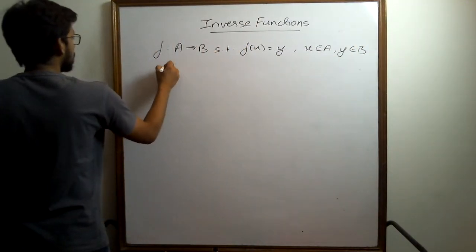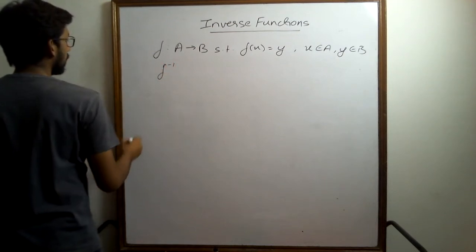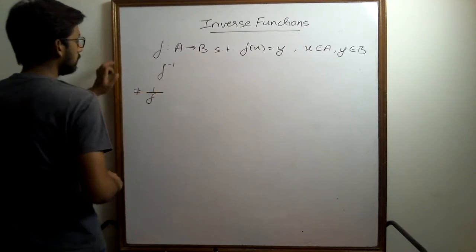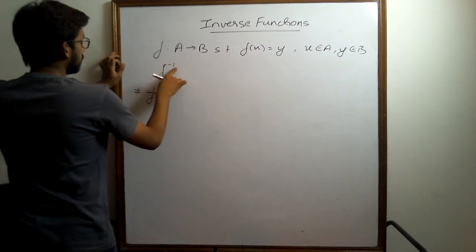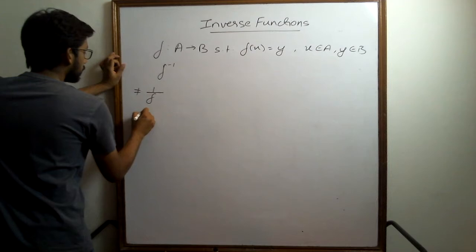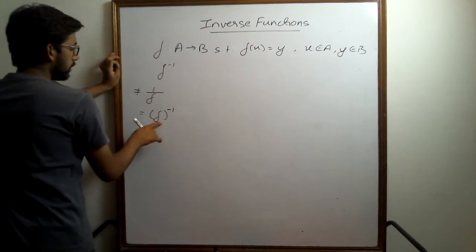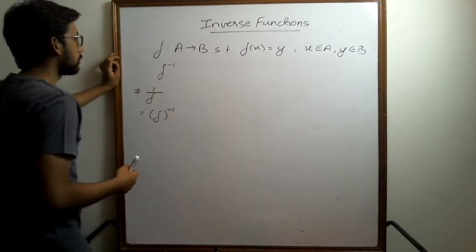Now f inverse, the function f inverse, which is represented by this symbol, is not equal to 1 upon f. This is not f to the power minus 1. If I want to write 1 upon f, then this will be equal to f bracket to the power minus 1. So this meaning and this meaning are totally different. Do not get confused what they mean.